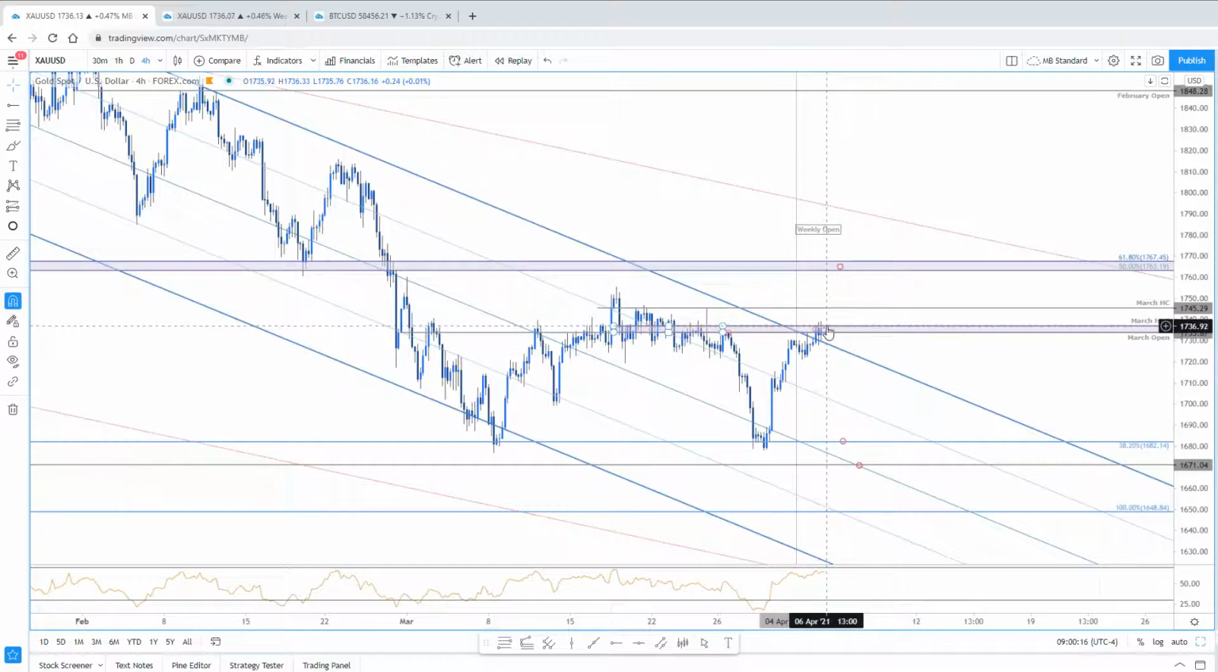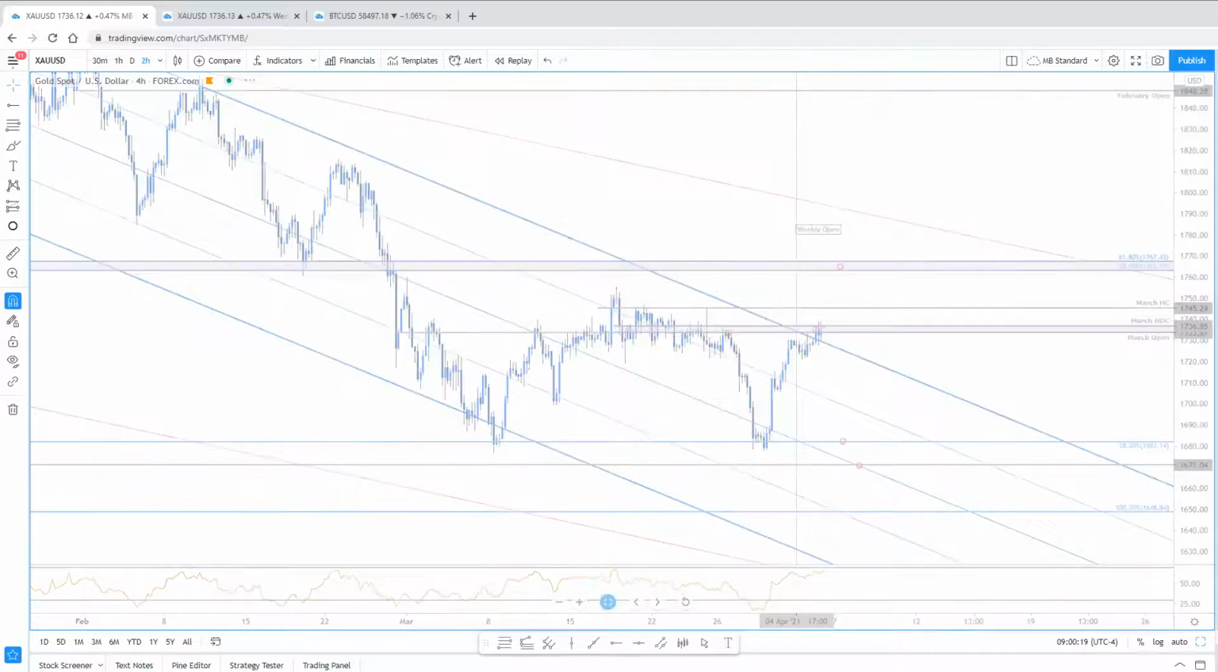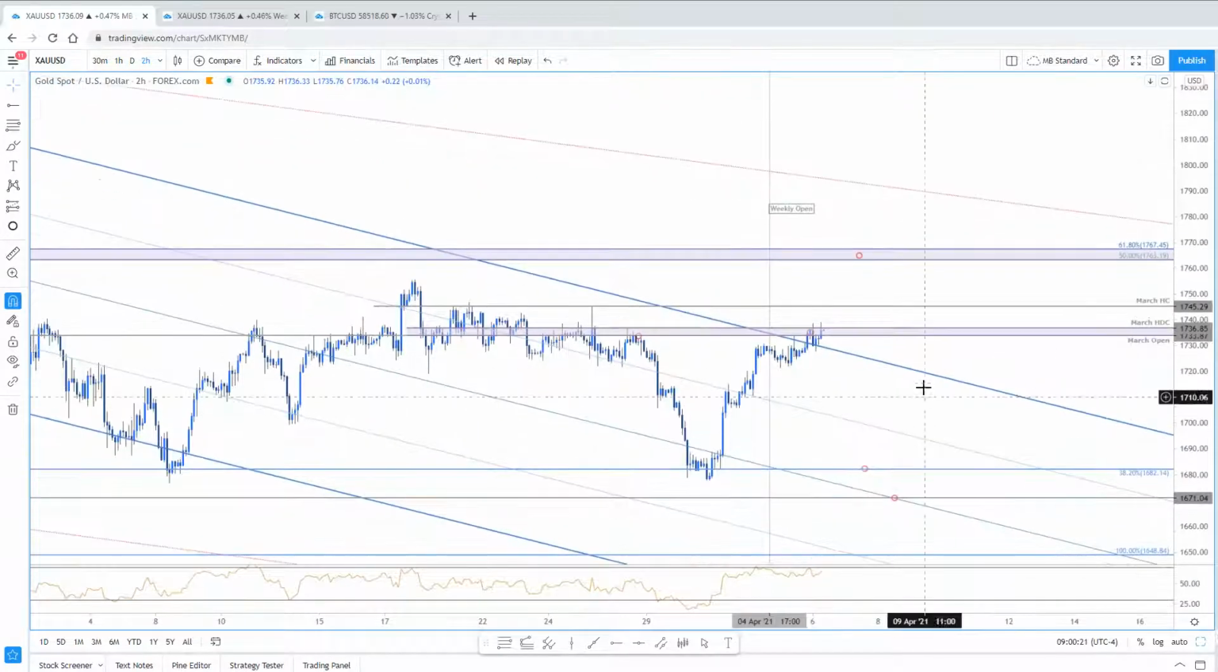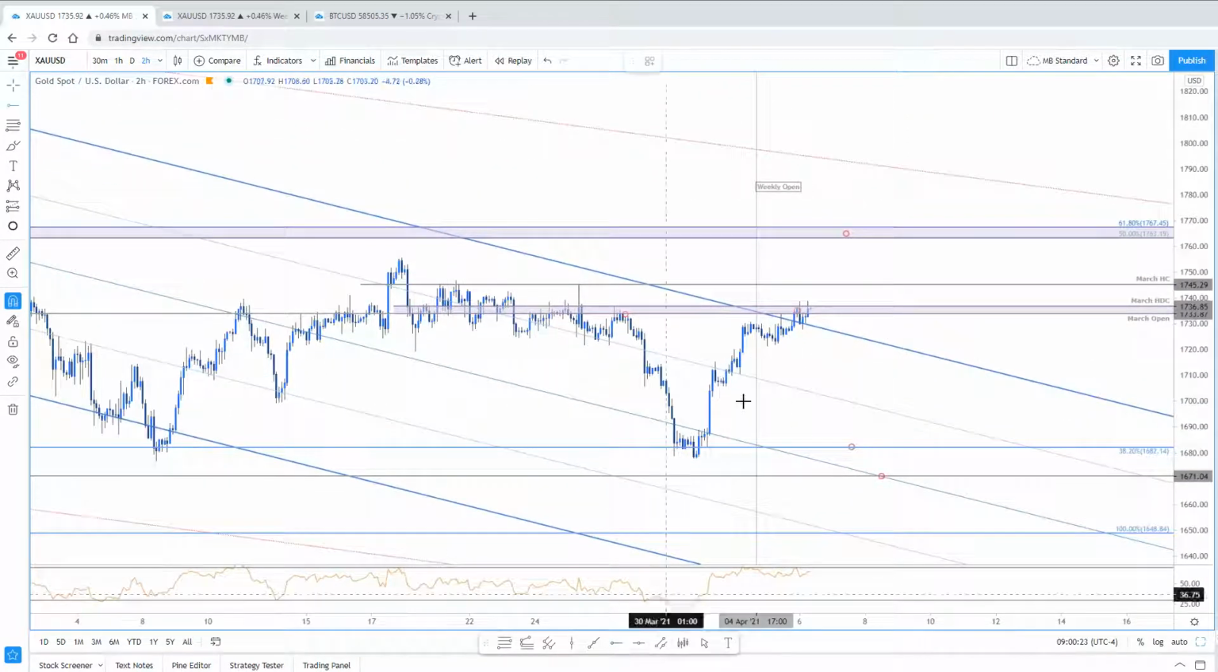If we fail here, the close below the basic objective weekly opening range lows would objectively give you a near-term downside bias right here, 1721. Look for something here today.